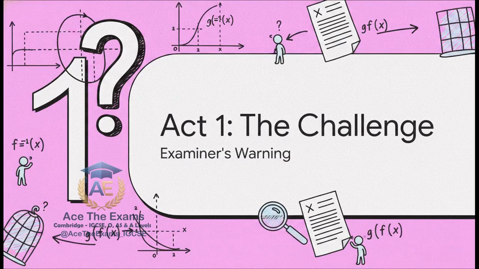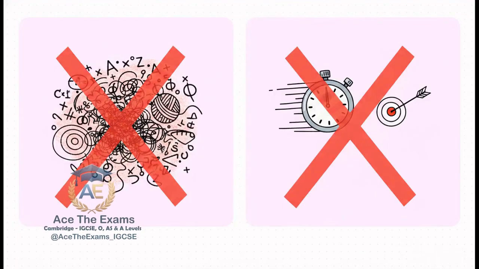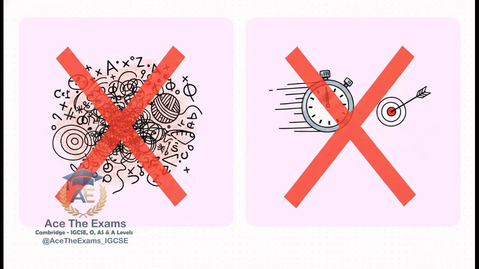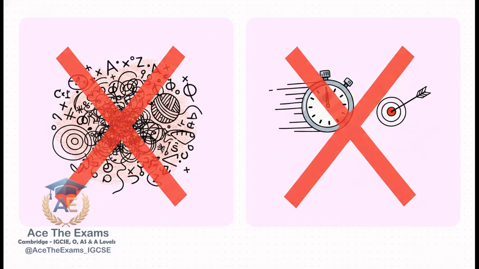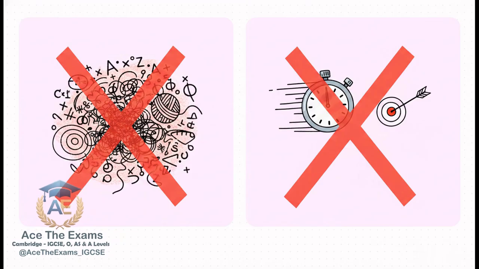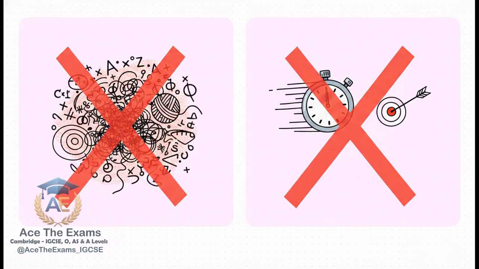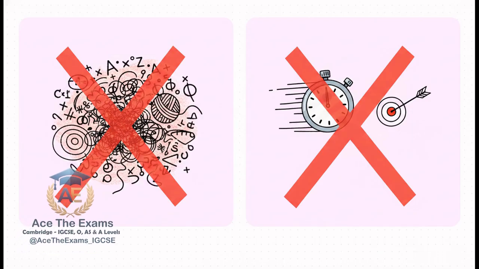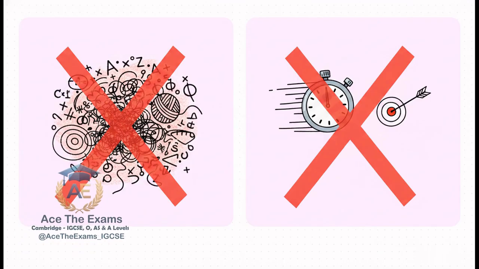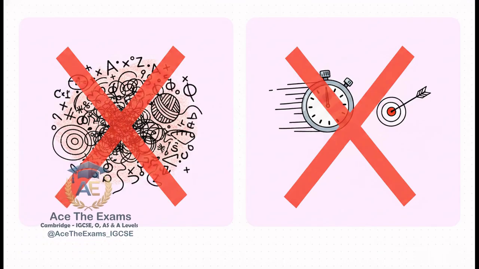Act 1, the challenge, the examiner's warning. The tension is literally palpable in the exam hall when this question pops up. This topic, restricting the domain to allow an inverse function, which we call f inverse, or a composite function gf to exist, is an absolute non-negotiable. It is guaranteed to appear in your paper. Yet, thousands of candidates walk right into the exact same traps set by the examiners year after year after year.